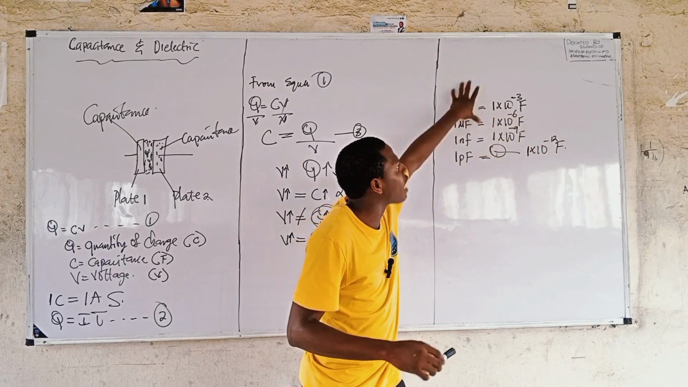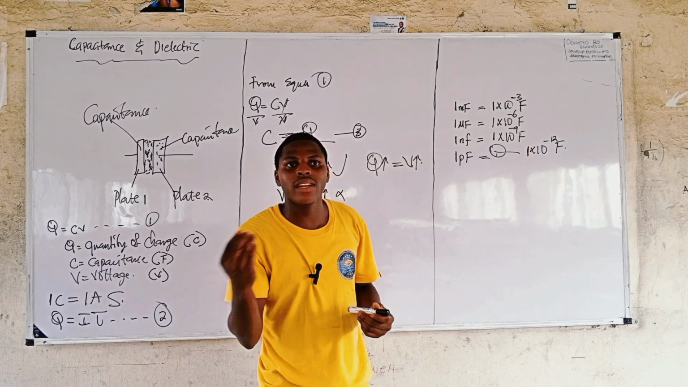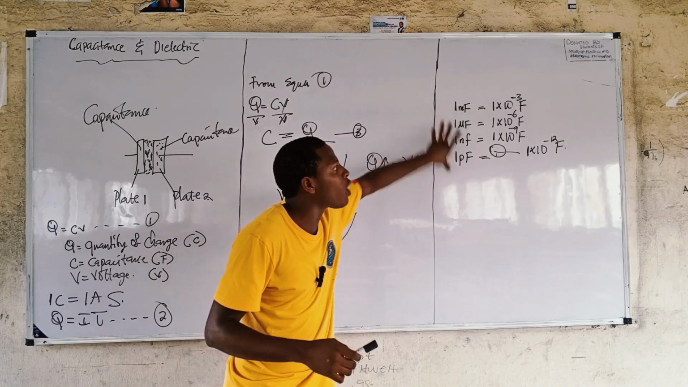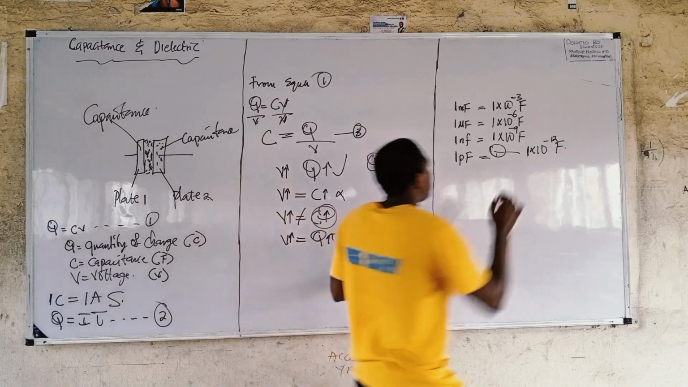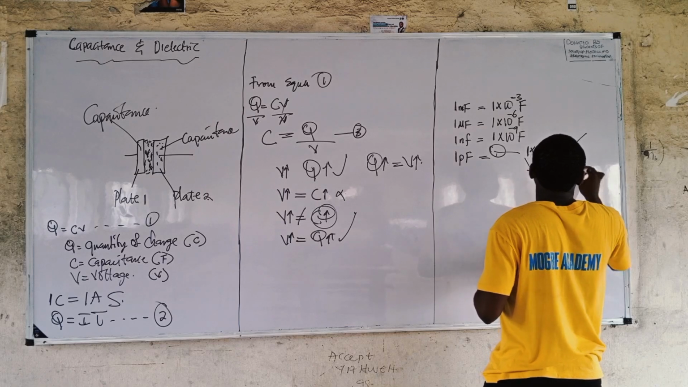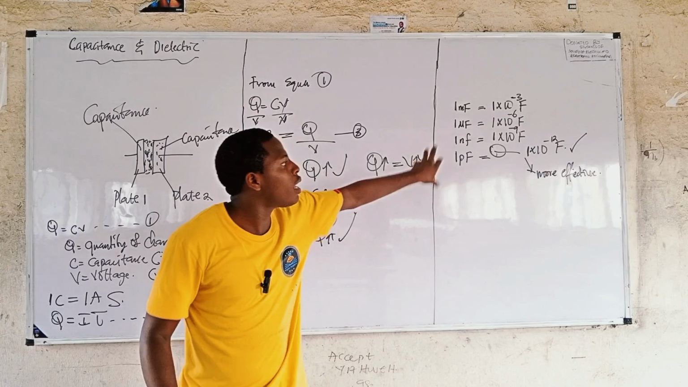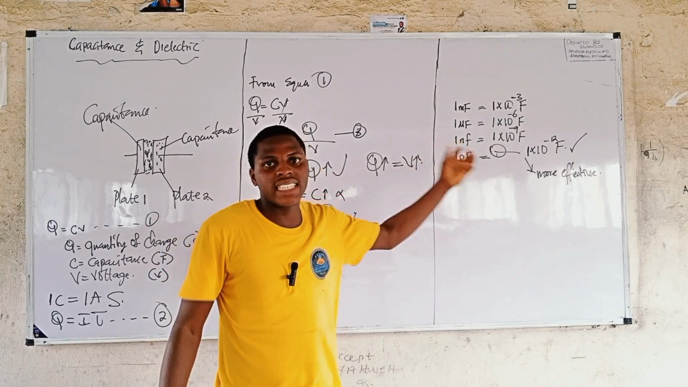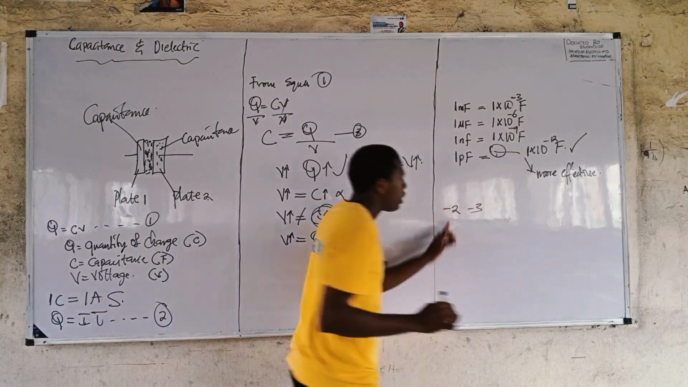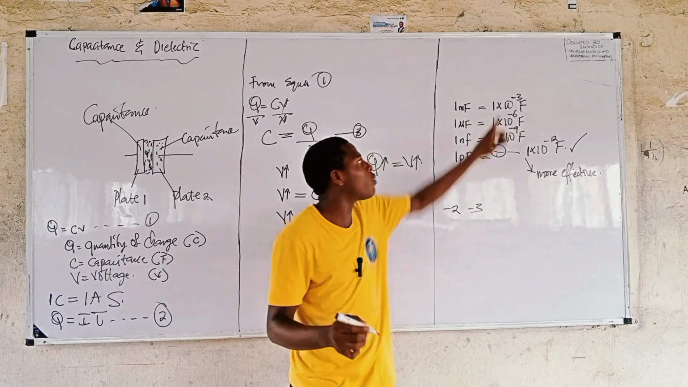So the lowest capacitor here is the picofarad. We said earlier that capacitors with lower value are more efficient. So the capacitor that is efficient among these four capacitors is 1 picofarad. This is more effective because it is the lower capacitor, and it has the lower value. You can agree with me that minus 2 is greater than minus 3. But here we have minus 3 and minus 12. So minus 12 is lower than minus 3.